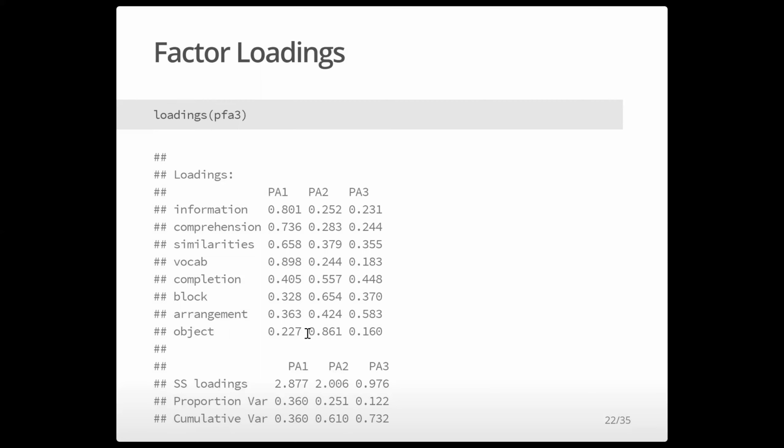Here's the 3-factor solution. And this is getting a little bit more muddled now. It's kind of similar to what we got with the principal component solution, but the arrangement is not super highly loaded by the 3rd factor here.